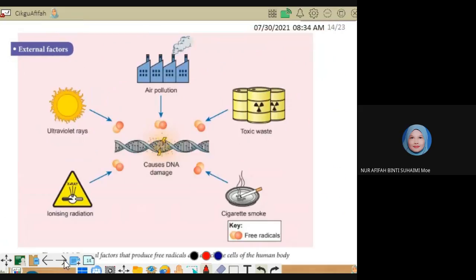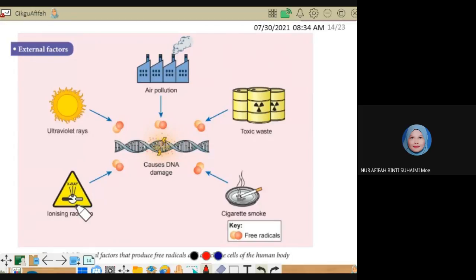Okay. Second factor, external factor caused by air pollution. Okay, air pollution, ultraviolet ray, exposure to the UV ray from the sunlight. Okay, UV ray ni sangat bahayalah sebab dia punya gelombang sangat tinggi. Frekuensi dia higher than our visible light. So dia boleh penetrate our body and attack your DNA.